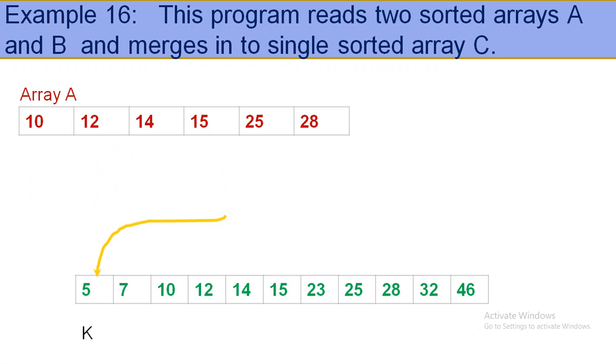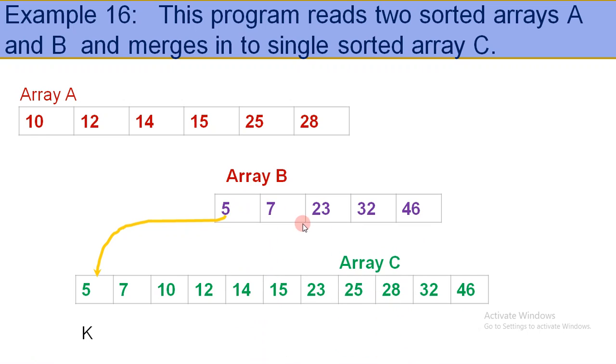Okay, here is an array A consisting of 6 elements: 10, 12, 14, 15, 25 and 28. We can see that the elements of this array are sorted, and the elements of array B are 5, 7, 23, 32 and 46. It is also sorted. And this is the completely sorted array after having drawn elements from A and B with progressive comparison. In order to compare, we need an index.